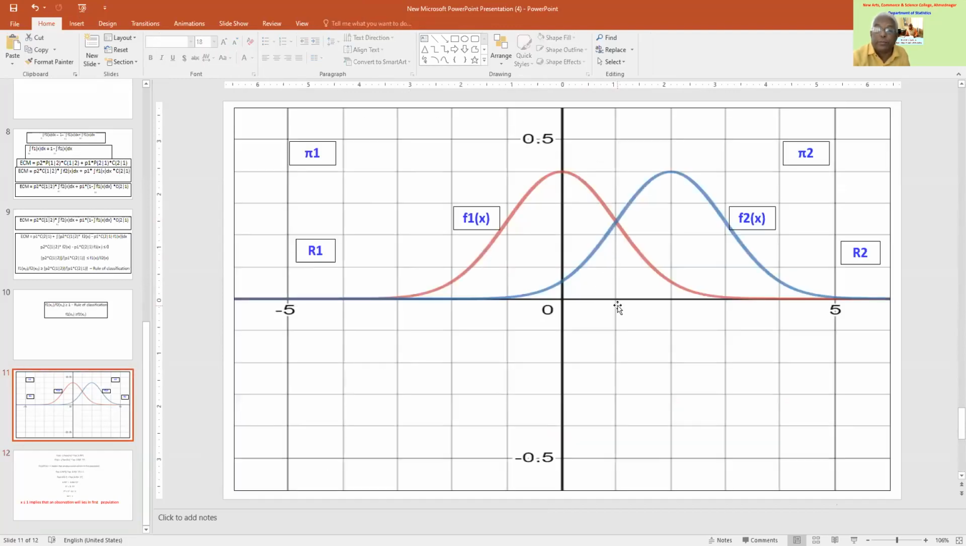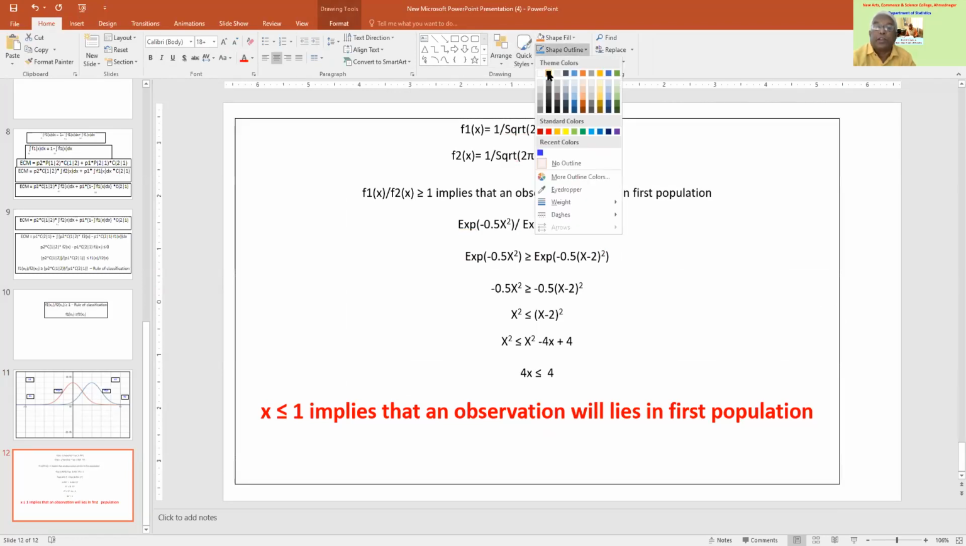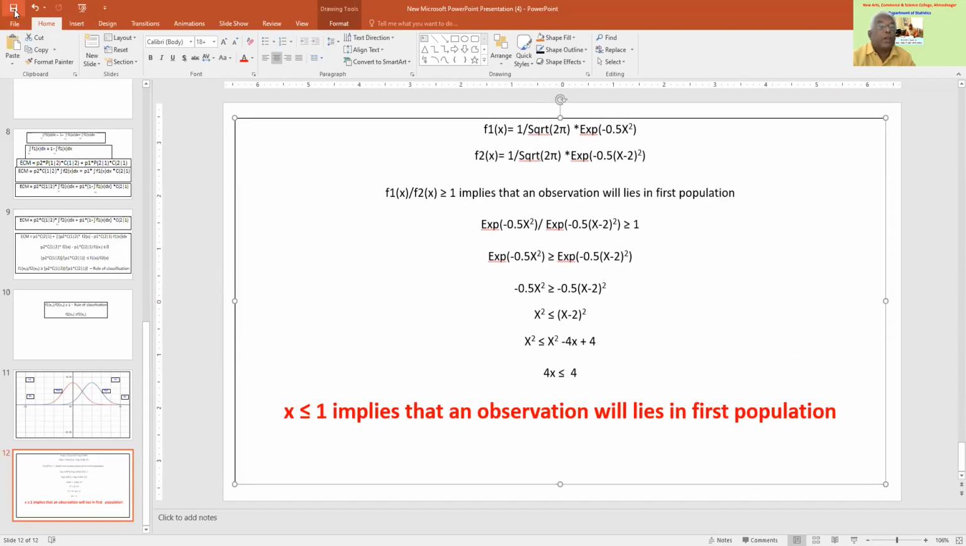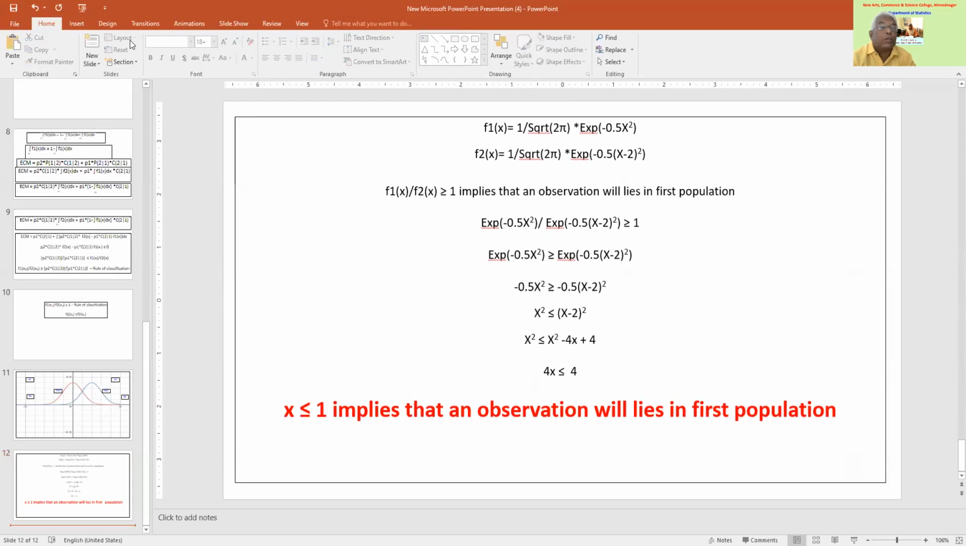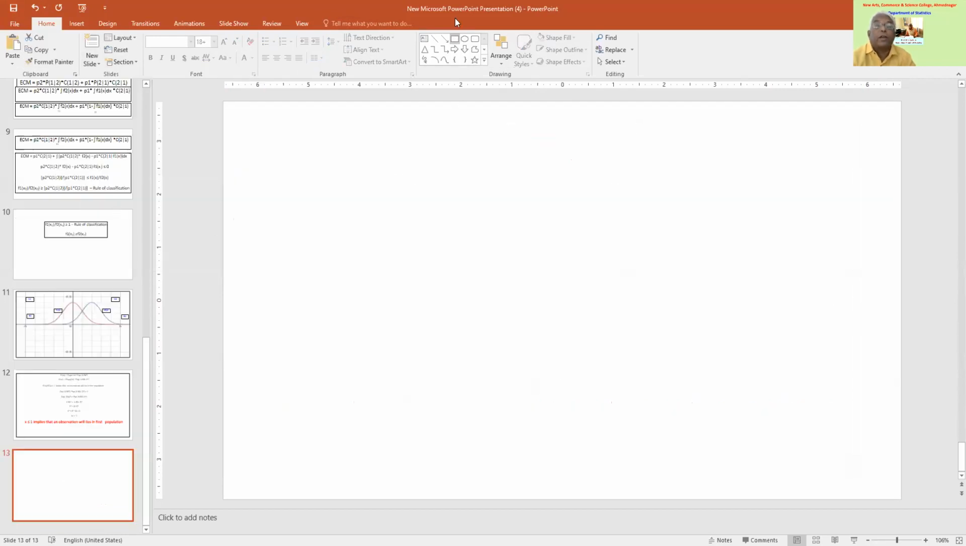And that is what we are observing here. Geometrically you can predict that x equal to 1 is the possible cutoff point, and mathematically also you have proved the same thing. This is one thing we have to understand. Now we'll go to a somewhat different case, and that case is very important to understand. What is that case?